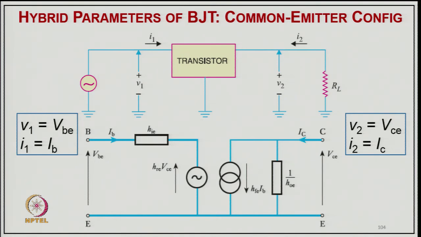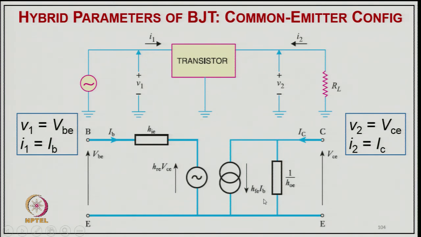And this is the equivalent circuit in terms of H parameters. Here we apply VBE, the current drawn is the base current IB, and this is the input resistance HIE, which we define. Then this is the dependent voltage source HRE into VCE, that is in terms of the output voltage V2. Similarly, on the secondary side we have the admittance HOE, that is 1 upon HOE as impedance, and then a current source HFE into IB.